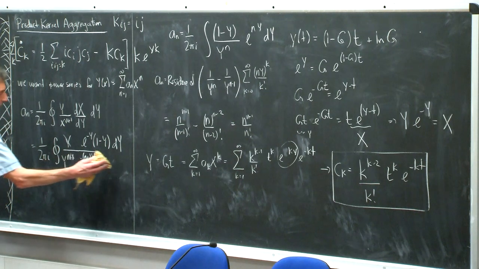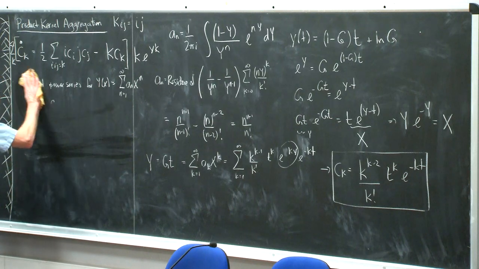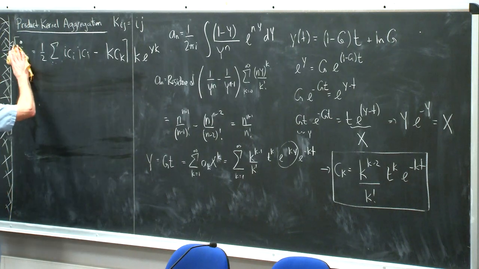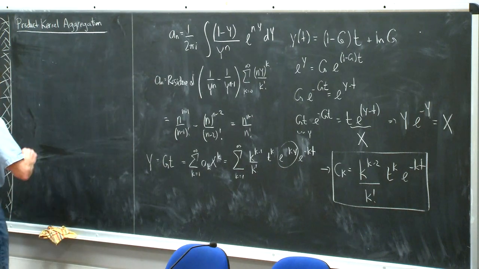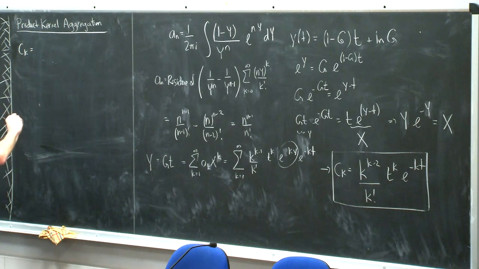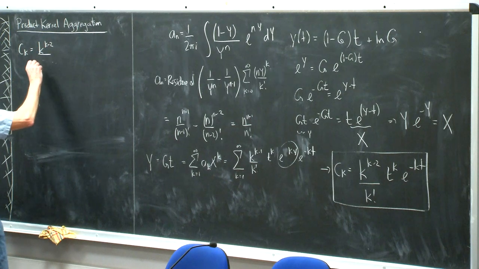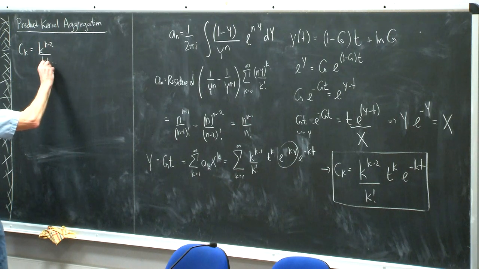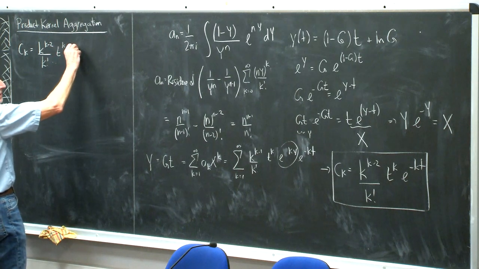So now that we have the solution, let's do something with it. Let's extract some physics out of all of this. So let's look at this thing. We have Ck is equal to k to the k minus 2 over k factorial, t to the power k, e to the minus kt.